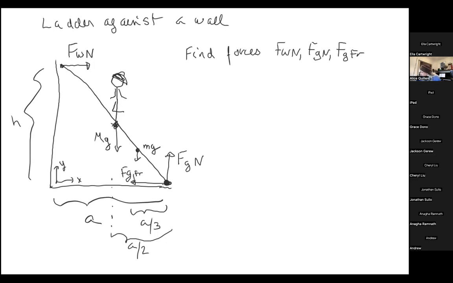Right, so what else do we want to do? Sometimes, I wrote A here as the distance along the floor, but if we have the length of the ladder, it might be handy to write things in terms of the length of the ladder. A squared plus h squared is equal to L squared. So you can always find A from the length of the ladder if you want. And if you want to, you can write this problem in terms of the angle of the ladder too.